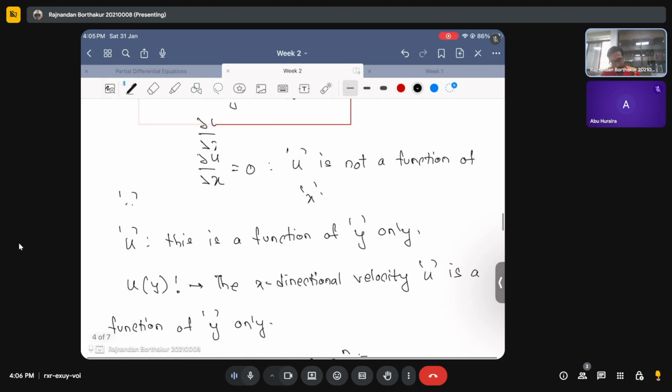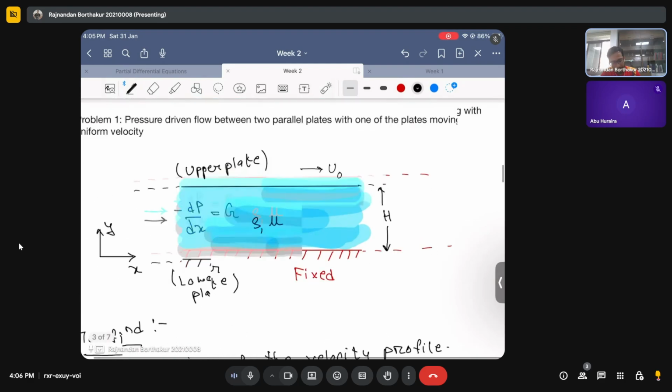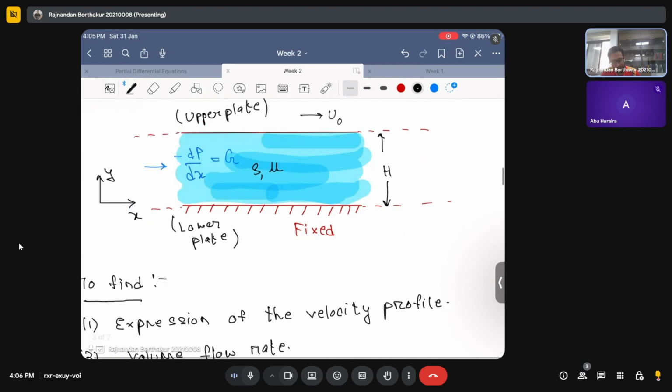We'll see that from the physics of the problem. What can we see? We can see that the lower plate is stationary, meaning that this plate is fixed. So from the no slip boundary condition, you can say that at y equal to 0, u has to be equal to 0, because this plate is stationary. That is a consequence of the no slip boundary condition.